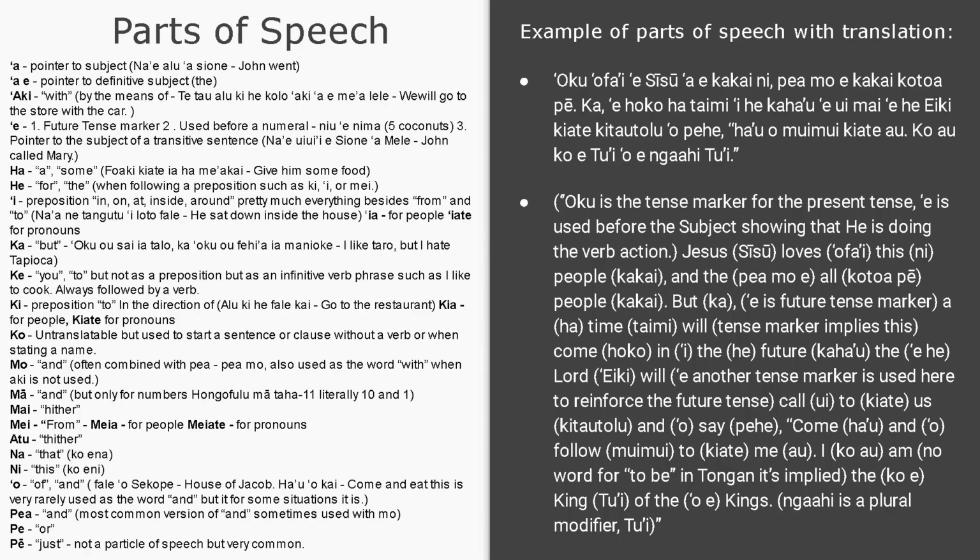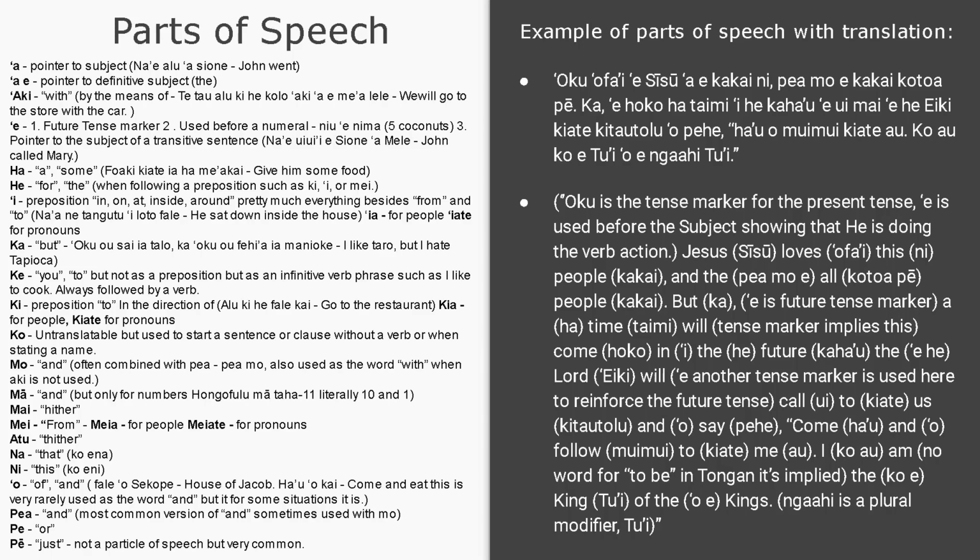The whakawa e here is used before the subject, showing that he, sisu, is doing the verb action. Jesus, sisu, loves ofai, this people, kakaini. So remember that in Tongan, I don't think I've gone over this yet, but in Tongan it's very similar to Spanish. The verb or the adjective or the adverb goes after the noun. So instead of saying red car, you say car red. And so in this they're saying kakaini, but it's this people.